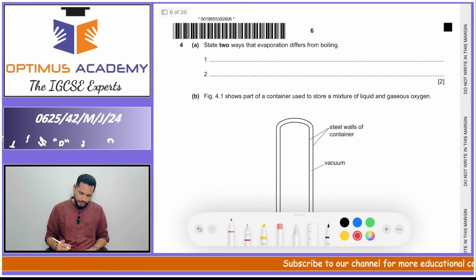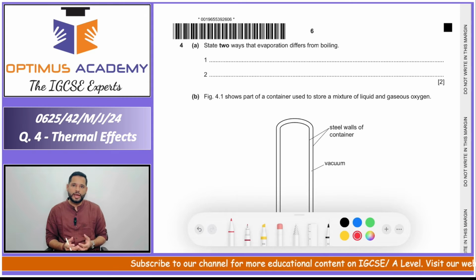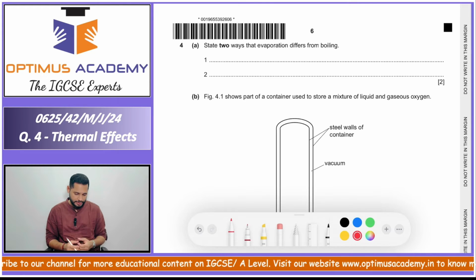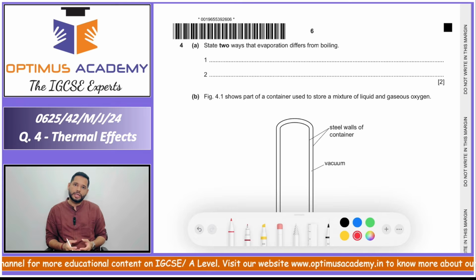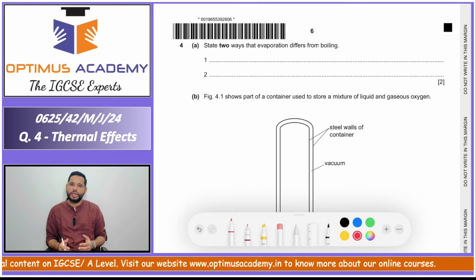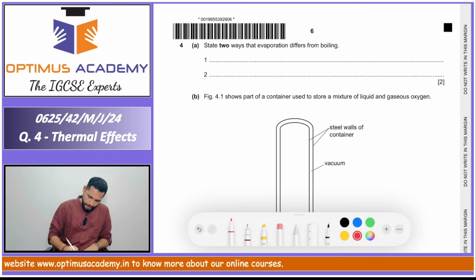Question number 4. State two ways that evaporation differs from boiling. So we know that evaporation happens on the surface of the liquid, whereas boiling happens throughout the liquid. That can be our first point of difference. Second, evaporation occurs at any temperature or range of temperatures, whereas boiling for every liquid happens at a fixed value of temperature. We call it the boiling point.